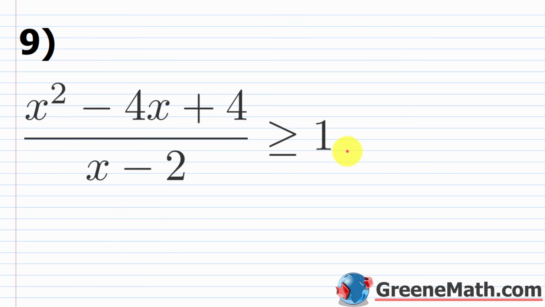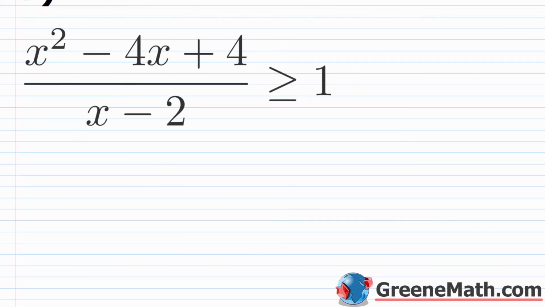All right, let's take a look at problem number 9 now. So we have x squared minus 4x plus 4 over x minus 2, and this is greater than or equal to 1. Now, normally what we do is we put a single rational expression on the left. We have our inequality. In this case, it's a greater than or equal to, and then we have 0. But instead of doing that, I want you to notice that we have a perfect square trinomial up here in our numerator. So this is going to factor into x minus 2 quantity squared, or you could say x minus 2 times x minus 2.